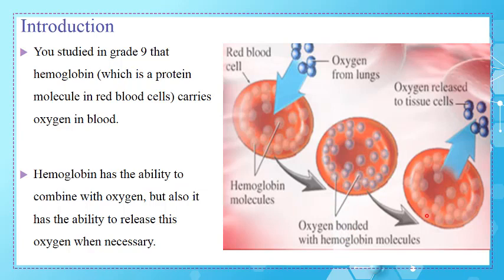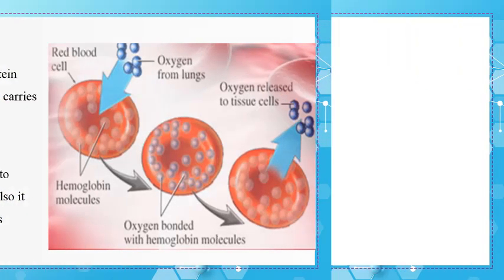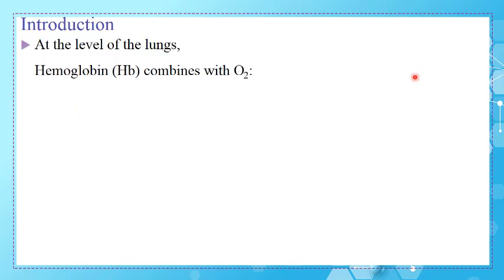Now, this blood goes to the tissues or to the cells, and then it releases the oxygen to the cells because the cells need it. So as you can see here, oxygen is combined with hemoglobin, and at times it is released by it. At the level of the lung, as we said, hemoglobin, symbolized by Hb, combines with O2. We can write an equation here: hemoglobin plus 4O2 will give me HbO8.